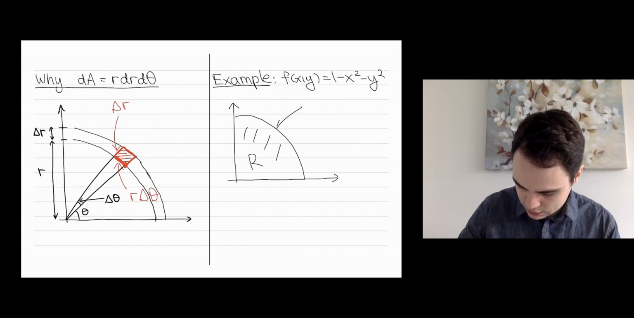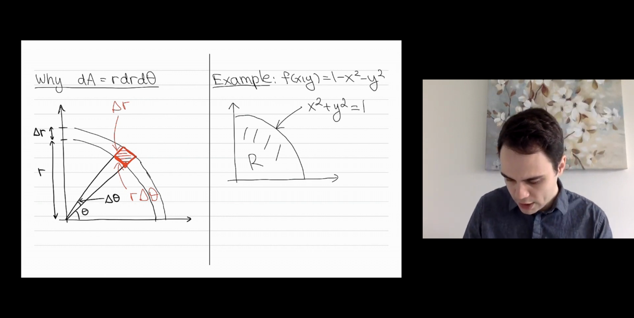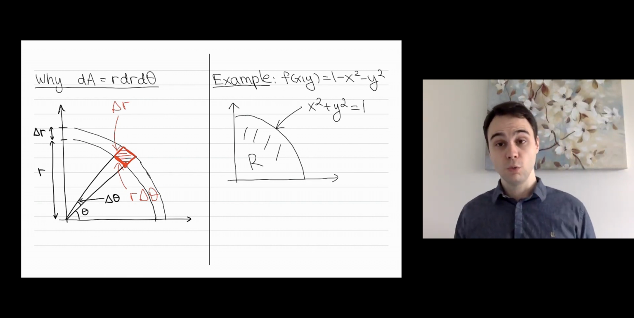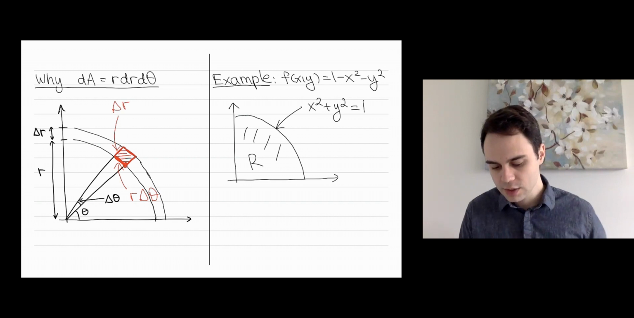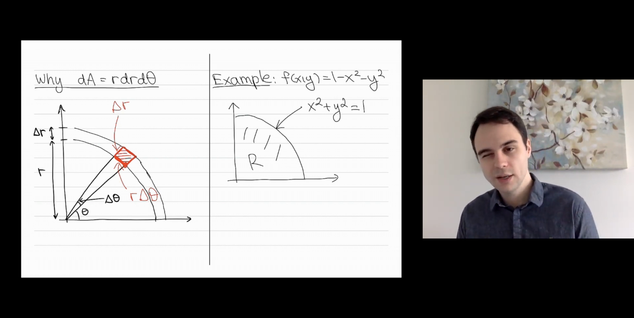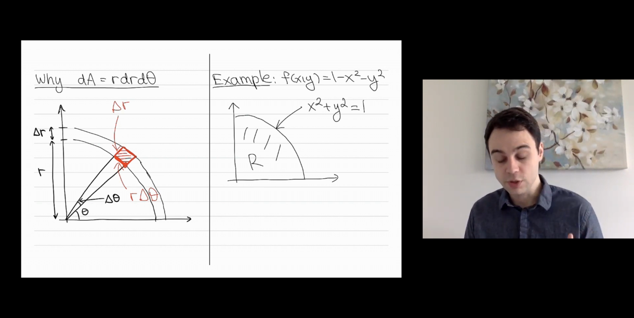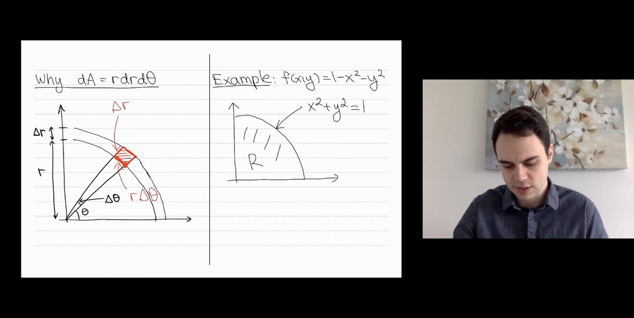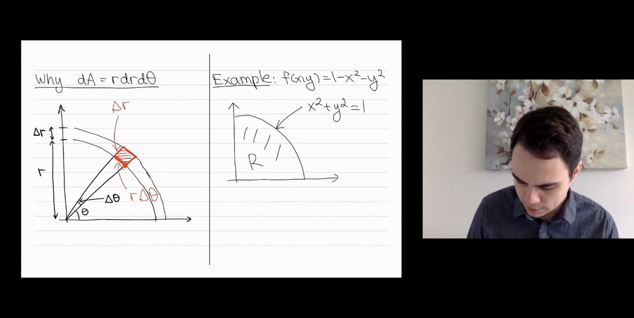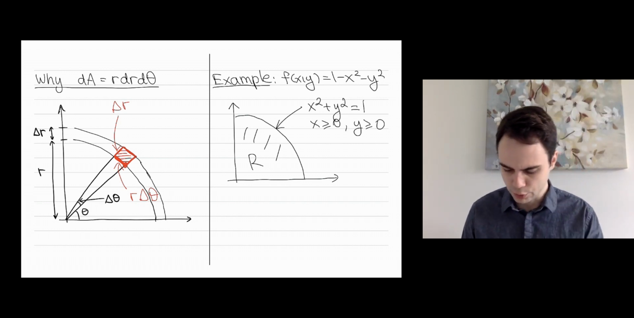So this curve, my picture doesn't look too good this time, but this is just the circle of radius 1, right? This is the set of points where x squared plus y squared is equal to 1. So this is the set of points where the distance from the origin squared is equal to 1. That's the circle of radius 1. And I'm looking at the piece of it that lives in the first quadrant, so I'm asking that x and y are both at least 0.